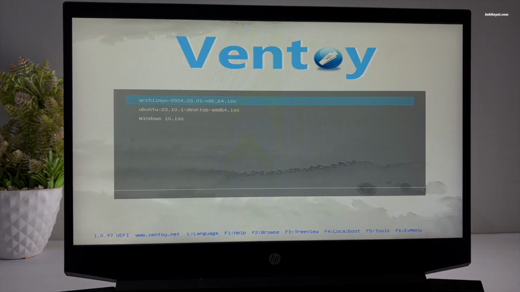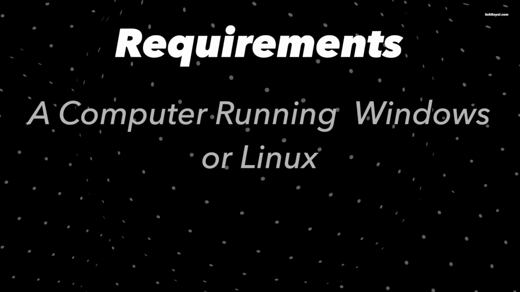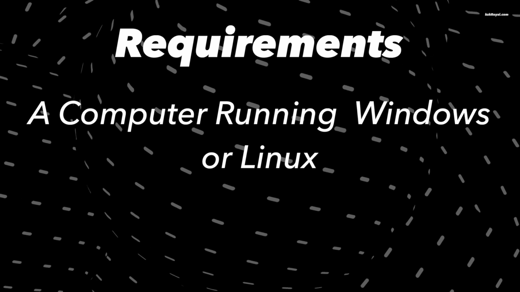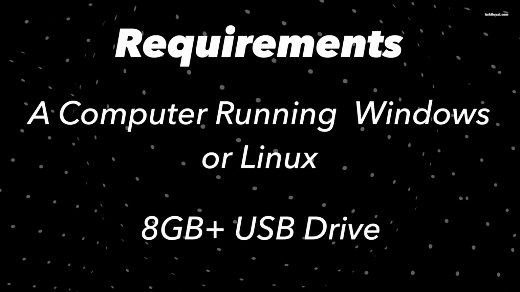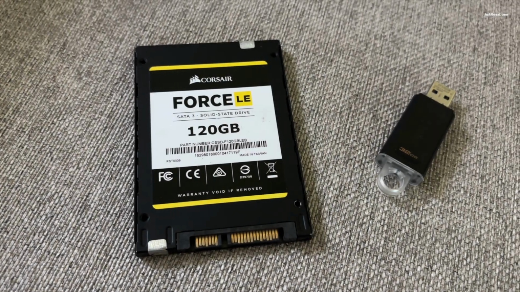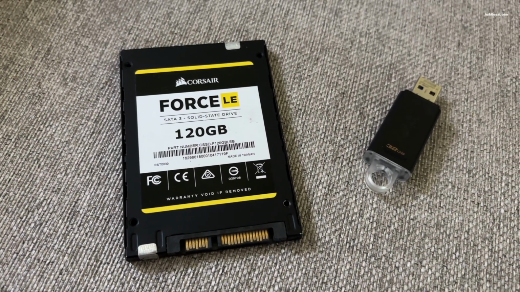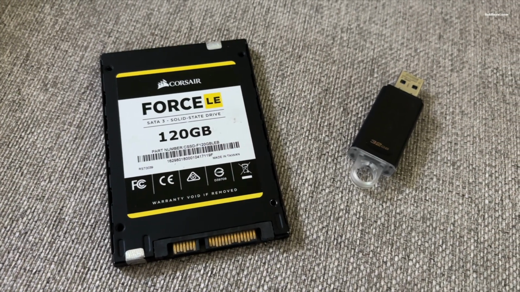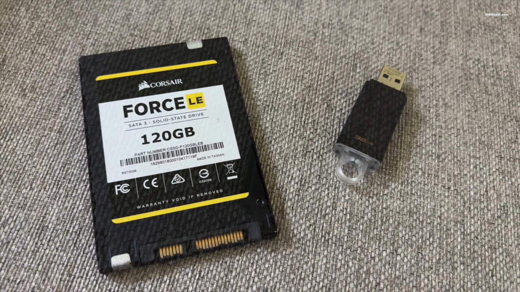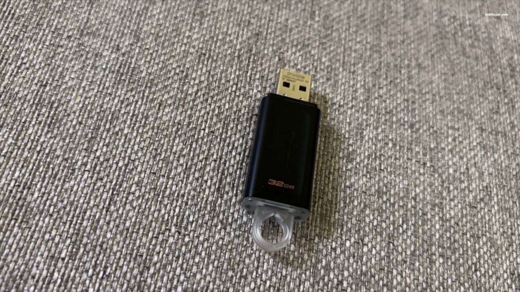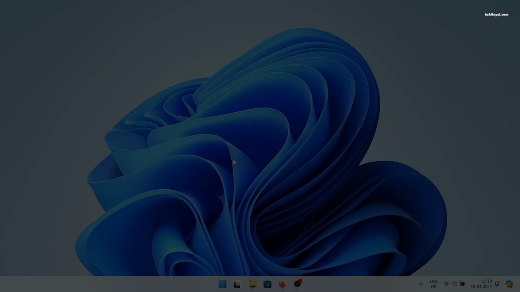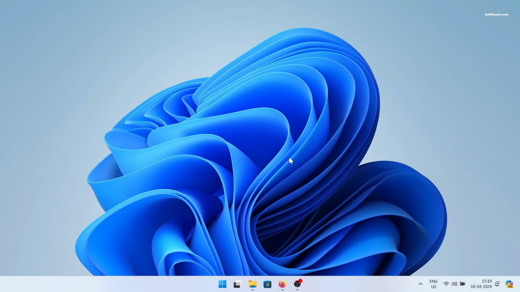To create a Ventoy bootable USB, you need a computer running Windows or Linux operating system and 8 gigs or higher USB drive. You can use either a pen drive or external SSD, anything should work fine. It's recommended to use the larger USB drive of at least 16 GB to store more ISO files. That being said, let's go ahead and start creating a Ventoy bootable USB. I'm going to show you how to do it with both Windows and Linux.